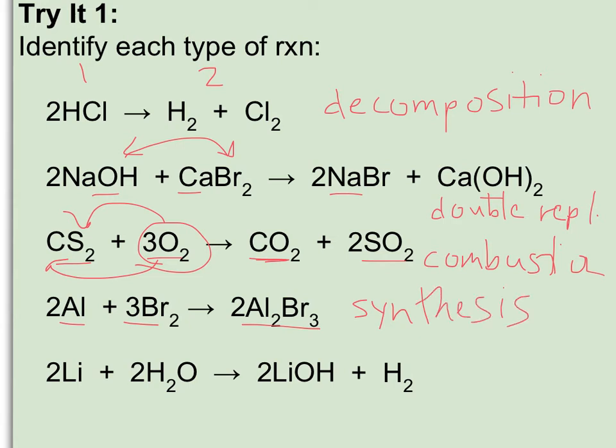And my last example, this one is a single replacement, although it might be a little bit tricky for you to see why it's a single replacement. But you've got Li and H2O. You can really think of H2O as being H plus with OH minus, or HOH. And if you think of it that way, you can see that the Li bumped the H off, leaving me LiOH and H2 as the single element.